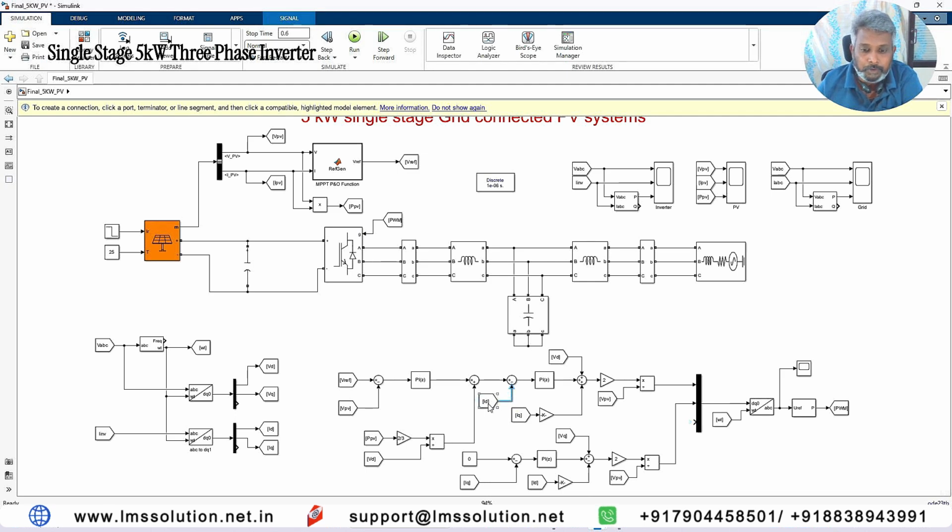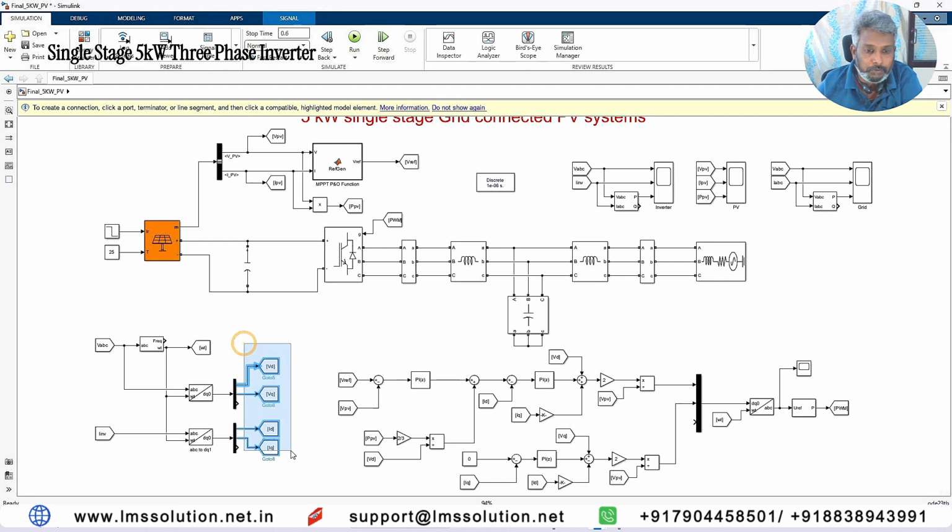So for ID and IQ and VD, here we are measuring the grid voltage VABC. That will be processed via PLL, so here we are having omega t. This omega t is used in the park transformation for converting the VABC to VD VQ, and then inverted into ID IQ.